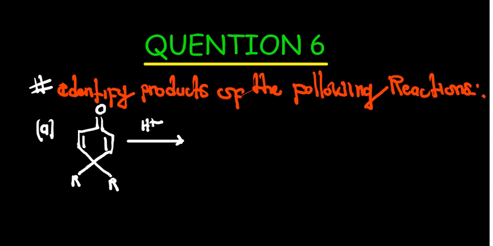I want you to note that the ring that has been given here has two different groups. We've got two R groups here, and we also have the oxygen right there with two lone pairs of electrons. These two lone pairs of electrons are negative and this is positive, so we're going to expect an attack from that point to pick up the hydrogen ion that is right there. After that attack, we're going to have this product.